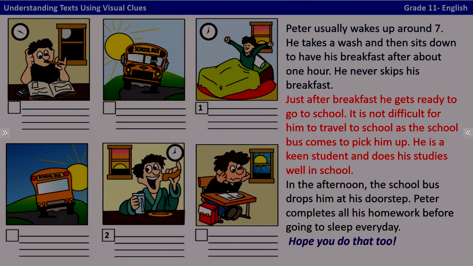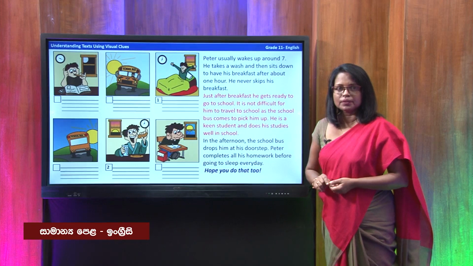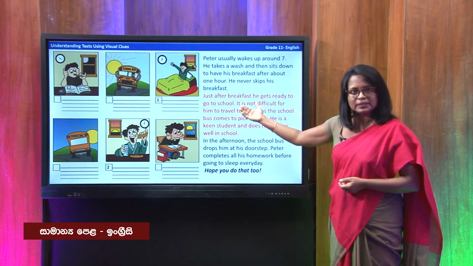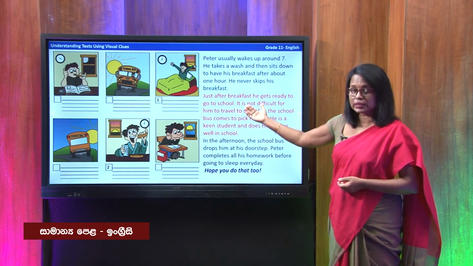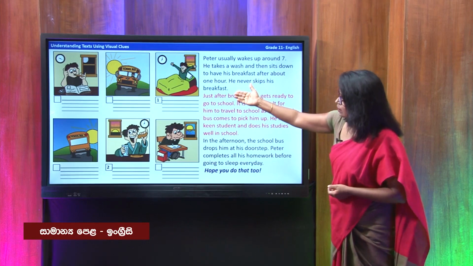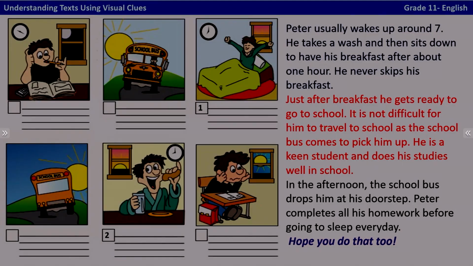It's not difficult for him to travel to school as the school bus comes to pick him up. Now here, you may get confused. Now children, can you see 2 images of the school bus here? Did you study the 2 pictures carefully? In one picture, you can see the school bus and you also can see the driver. In the other picture, you can see the driver.